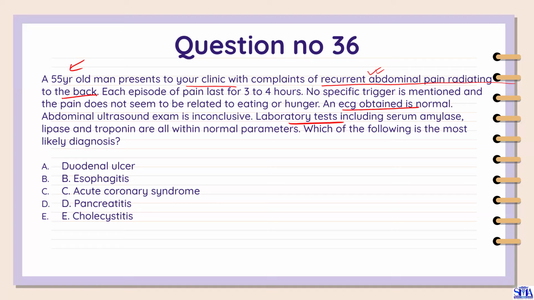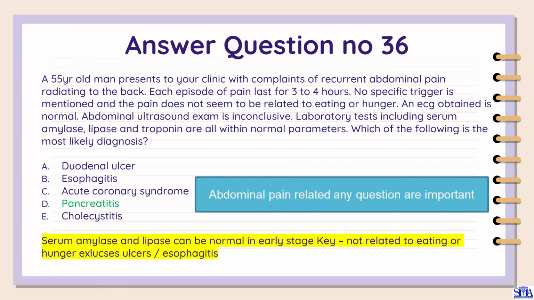Which of the following conditions is the most likely diagnosis? Some are going with A, some with D, some with C. A keyword is 55, a recurrent abdominal pain. So it has happened before, and radiating towards the back. Now we have to find out which of the following usually can radiate towards the back. I think it's common with pancreatic pain, which radiates towards the back. Now this can confuse some of you, mentioning these parameters are normal. Yeah, that is the thing.